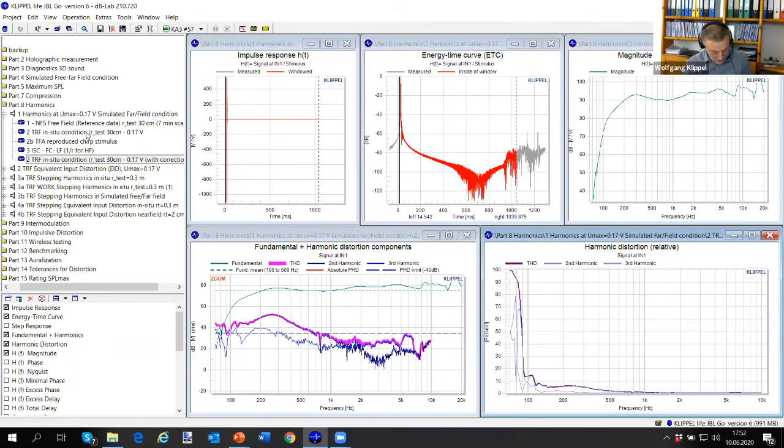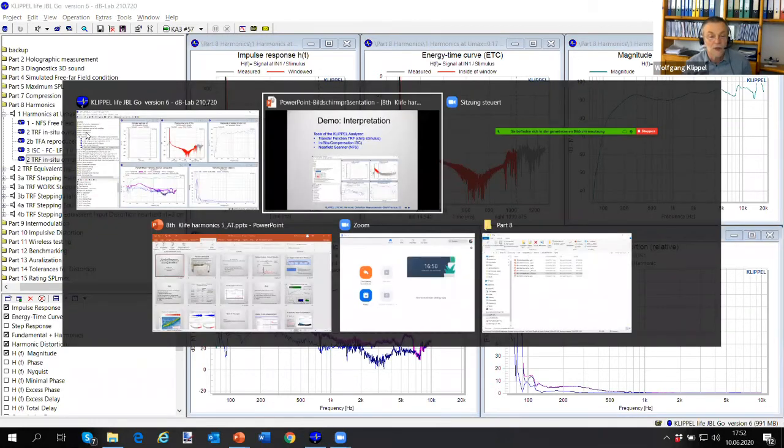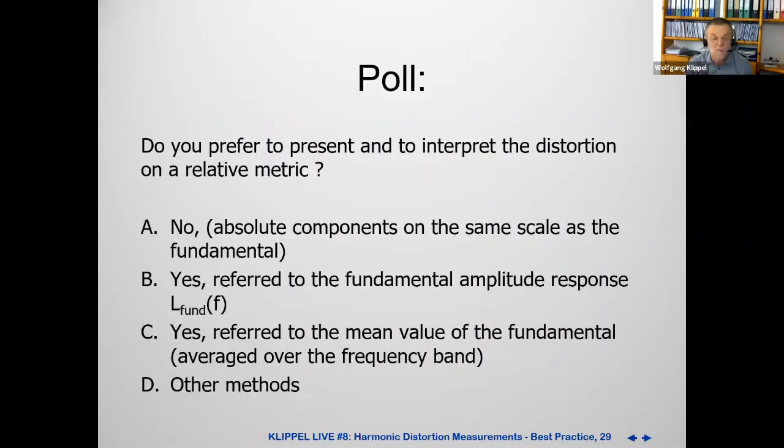Wonderful. Of course. Thank you. Okay, then I go on here with our measurements. Here comes the next poll. Now you should become active again. Do you prefer to present and to interpret the distortion on a relative metric? A, no. Absolute components on the same level as the fundamental. B, yes, you refer it to the fundamental amplitude response.